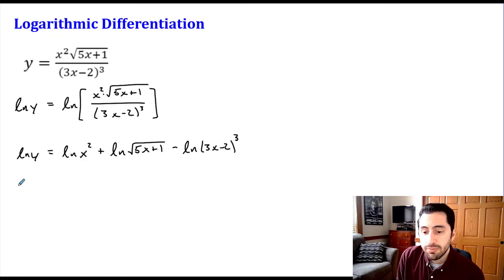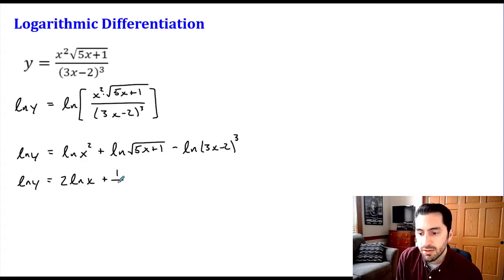And now the last step, we can use our power rule to finish expanding. In our first term, this exponent of 2, we'll bring that down out front. So 2 times the natural log of x. Our middle term, remember the square root, we can rewrite that as the 1/2 power. So that's going to be 1/2 times the natural log of 5x plus 1. And then in this last term, we'll bring the 3 down out front as well.